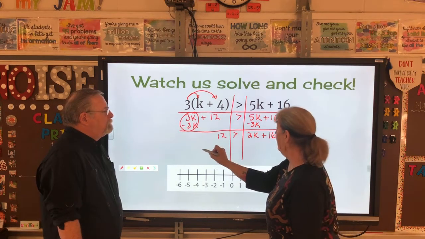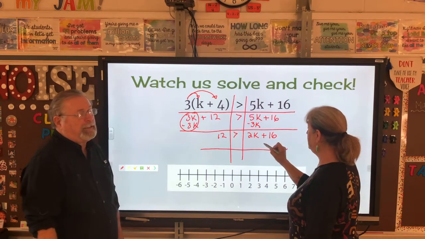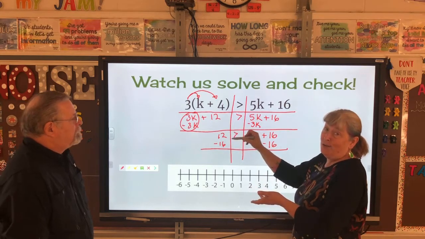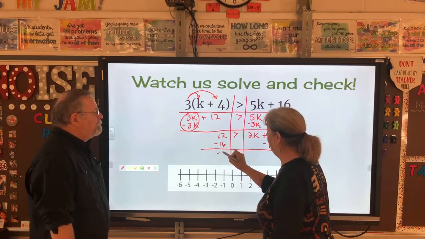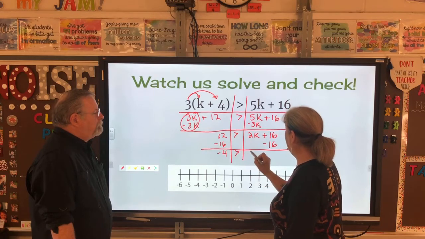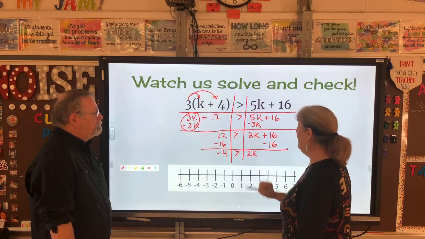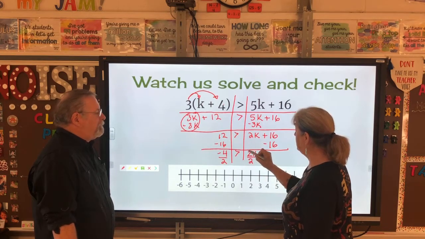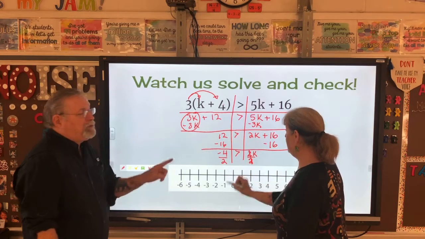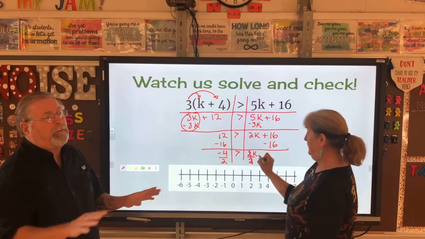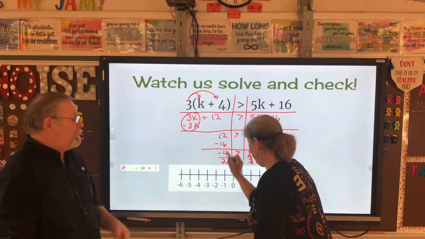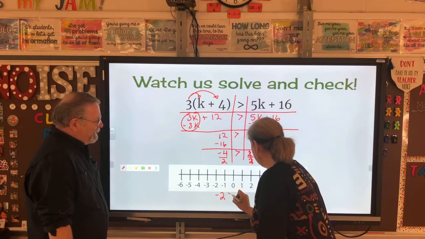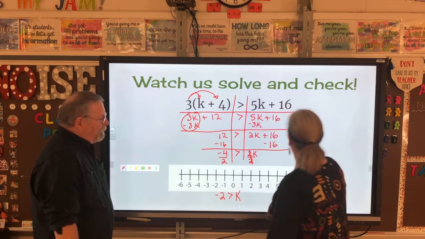I now get rid of the constant, 16. So I subtract both sides by 16. 12 minus 16 is negative 4. That is greater than 2k. Now I get rid of my coefficient, which is the 2. She divided by a positive 2, therefore we don't have to worry about that special rule. So negative 4 divided by 2 is a negative 2, and that is greater than k. Now, I'm going to write that up here.